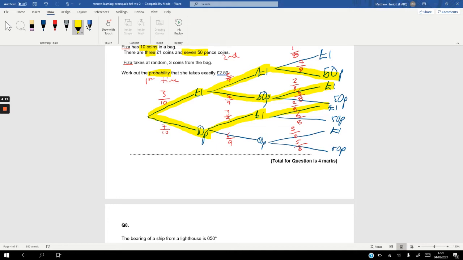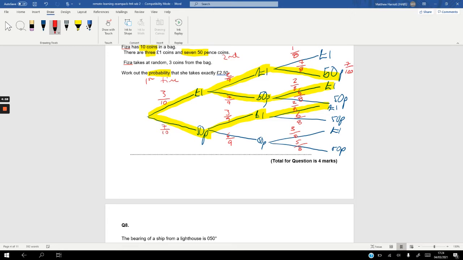So what does that mean? I need to multiply along to get my probabilities. 3 over 10 times 2 over 9 times 7 over 8. I always multiply across a probability tree. So 3 over 10 times 2 over 9 times 7 over 8. Hopefully in yours, your diagram is nice and big. This will be 7 out of 120.